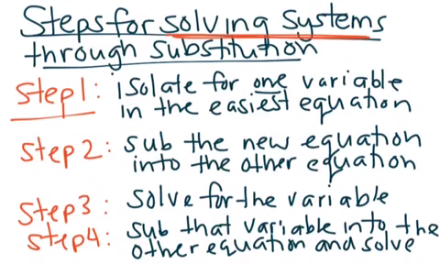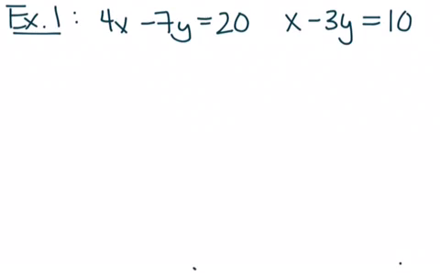So we're going to be given two equations, and you're going to pick the easiest one, and I'll help you figure that out. Step number 2, sub the new equation into the other equation. Step 3, solve for the variable in that equation. And then finally, step 4, sub that variable into the other equation and solve. This might seem long. It's quite a bit of algebra, but if you hate graphing, you're really going to like this much better. So let's do example number 1 together.